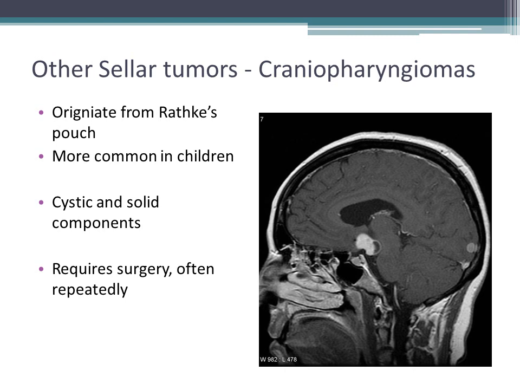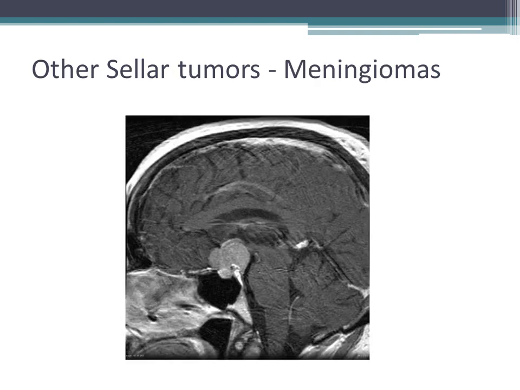Other sellar tumors that are noteworthy include craniopharyngiomas, which originate from Rathke's pouch. They're more common in children. They're cystic and solid in consistency, and they often require surgery, often repeatedly, because they tend to regrow after the initial surgery. And those also might require radiation therapy if the tumor regrows.